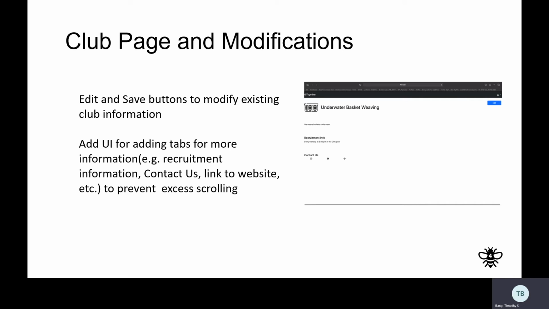Staying on the topic of clubs, we wanted to create a club page and have the user or admin be able to create modifications to the page as well. So we wanted to create edit and save buttons to modify existing club information, as well as add UI for adding tabs for more information, such as recruitment information, contact us, link to website, etc. All this to prevent excessive scrolling.